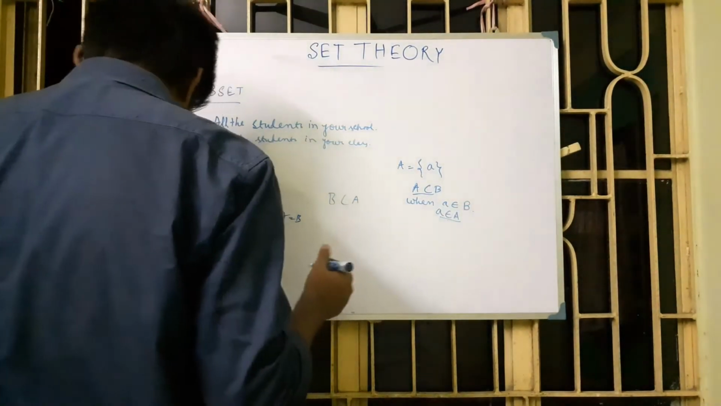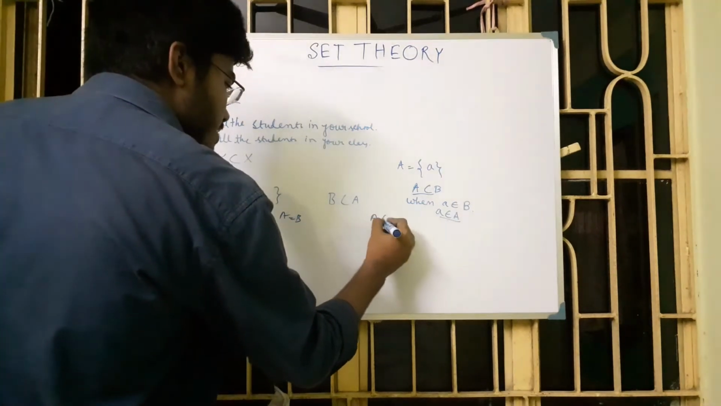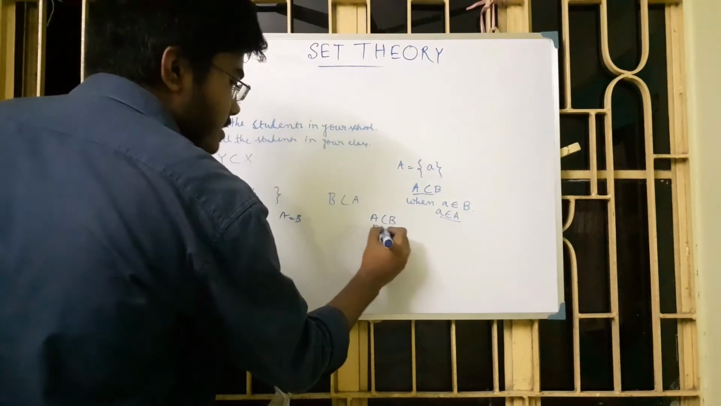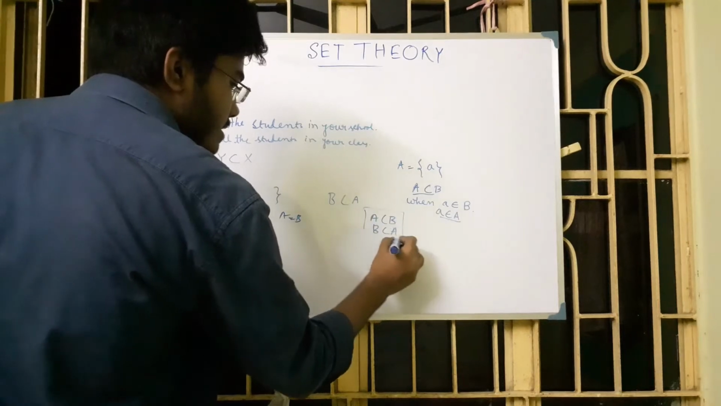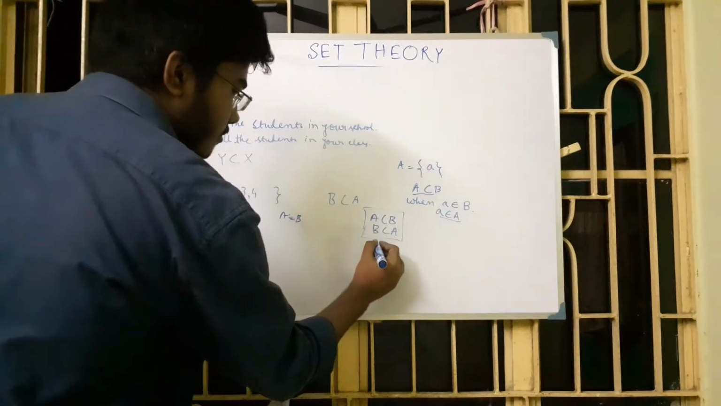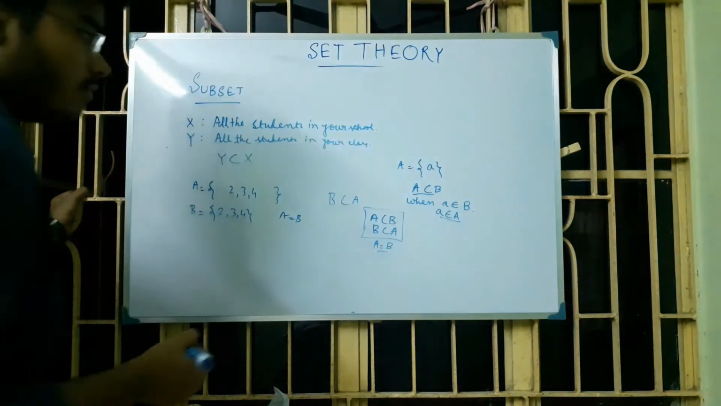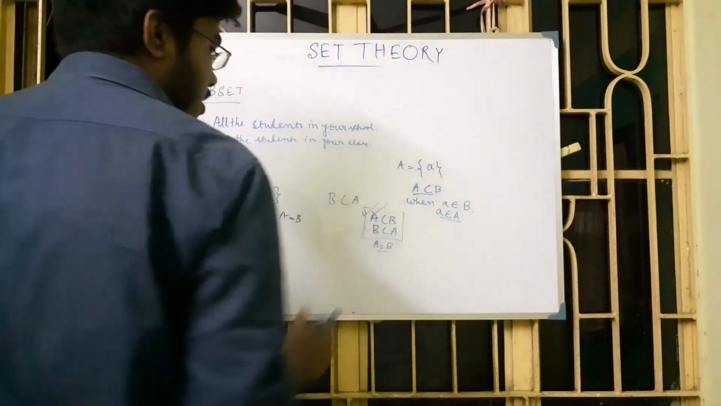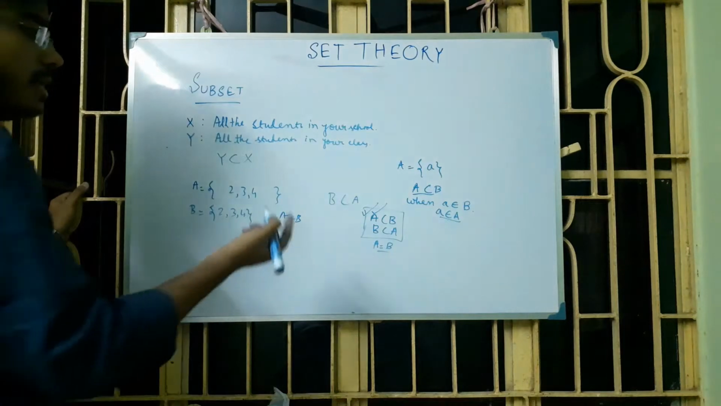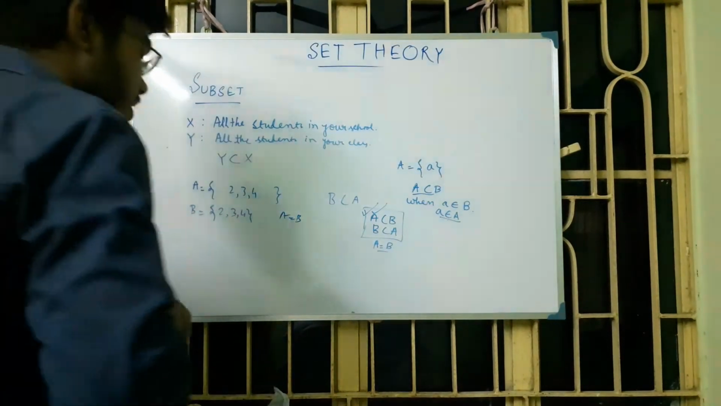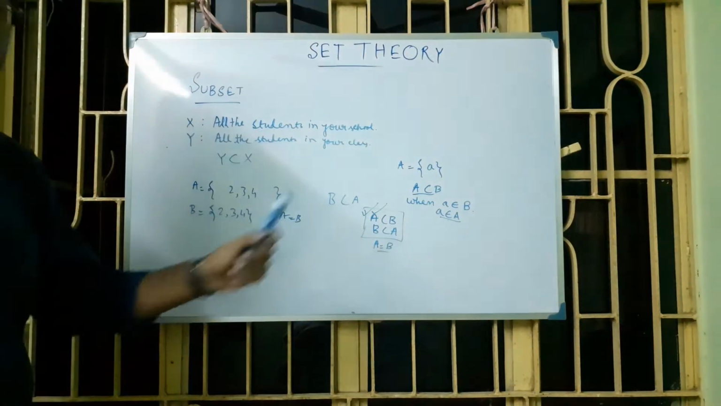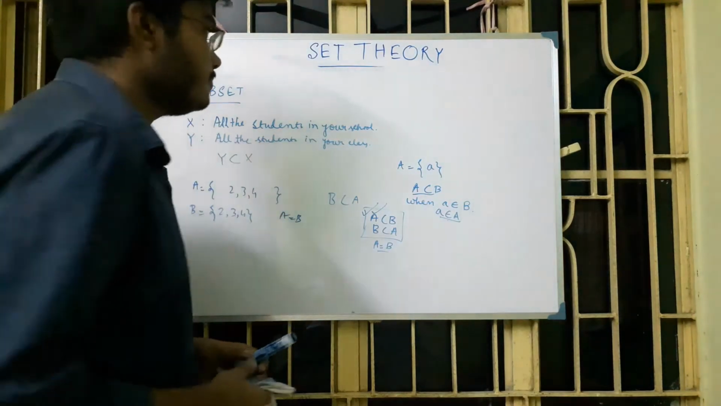And if A is a subset of B and B is a subset of A, if both cases are happening at the same time, then A equals B.